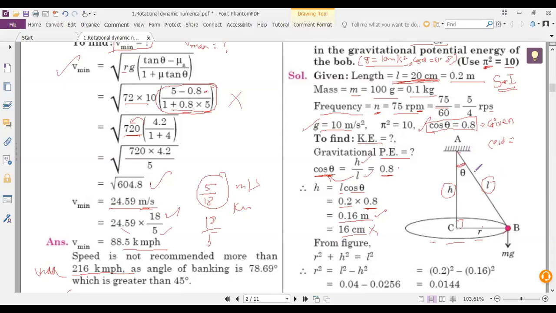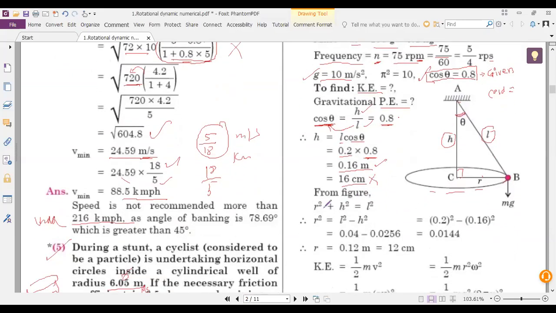Or directly can we say that the hypotenuse is equal to the sum of two sides? Correct? Pythagoras theorem. So we are applying Pythagoras: R square plus H square is equal to L square. We know the values. We have to find R now. But why are we doing this? We have to find out kinetic and potential energy. We need all these values. That is why we are calculating.